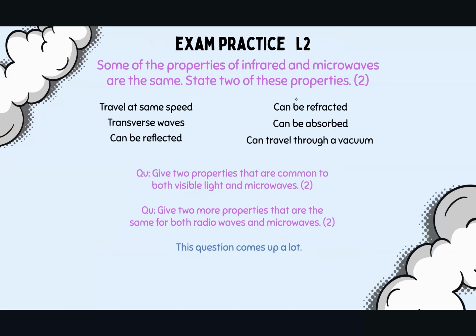Okay, some of the properties of infrared and microwaves are the same. State two of these properties. So infrared and microwaves travel at the same speed. They're both transverse. They can be reflected, refracted, absorbed, and travel through a vacuum. Any of those will give you the 2 marks.